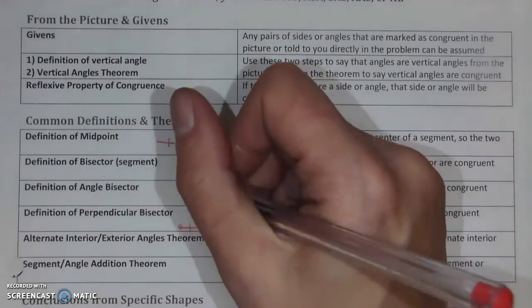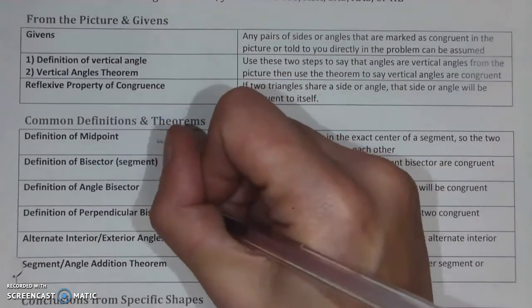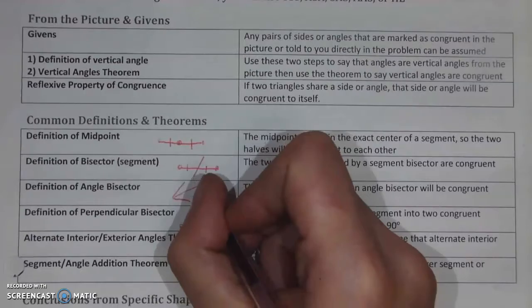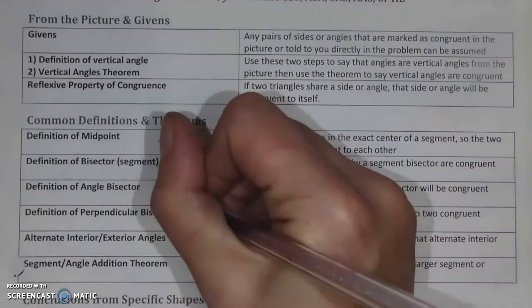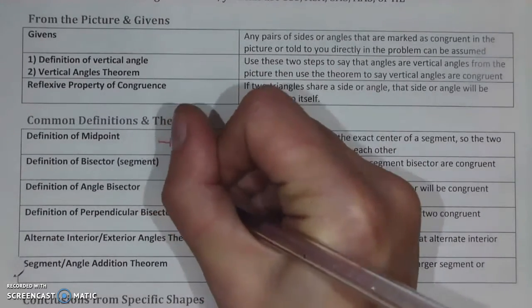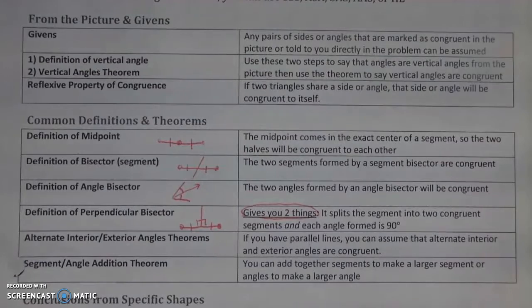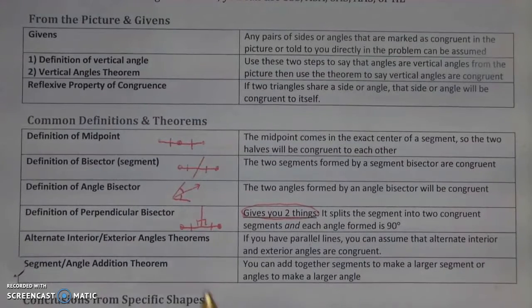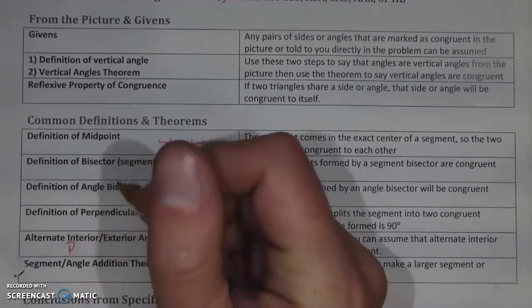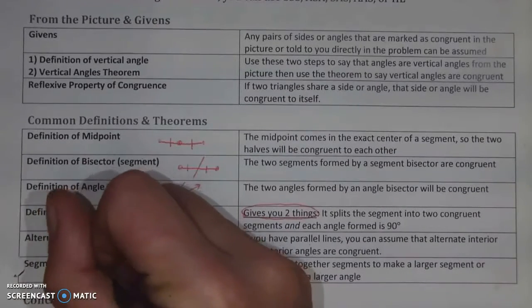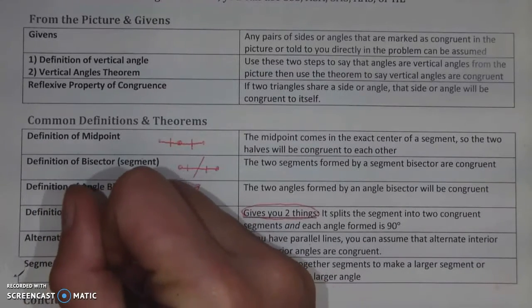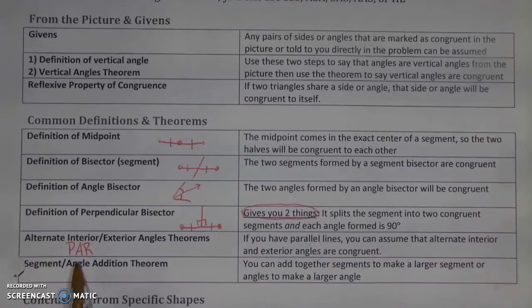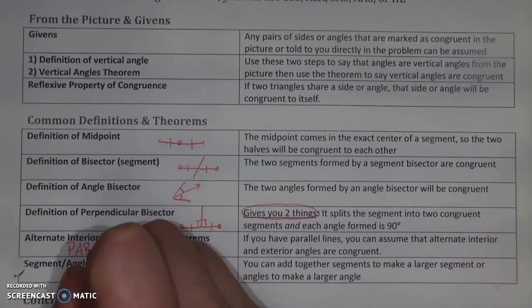Angle bisector is one that gets often overlooked. When you have an angle bisector, you have one angle with a ray that comes out of it. And this ray is going to split that single angle into two congruent angles. The last one that you should really watch out for is the alternate interior and exterior angles. And for this, what you really want to make sure that you have is parallel lines.